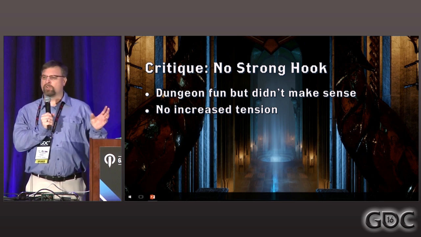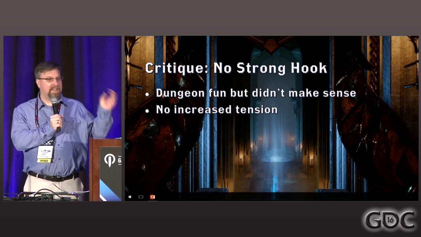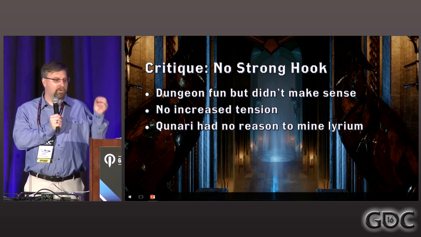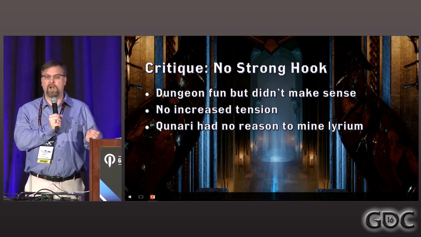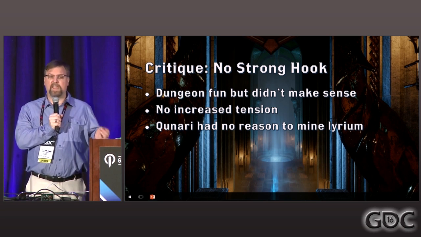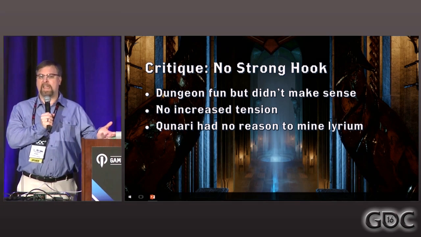At the start of the dungeon, you knew that the Qunari were a problem doing something bad, and at the end of the dungeon, you knew that the Qunari were a problem doing something bad. There was no rising tension, and that was a real problem. We needed to explain what they were doing a lot more clearly, and we needed to give them a reason to be in that mine gathering lyrium.